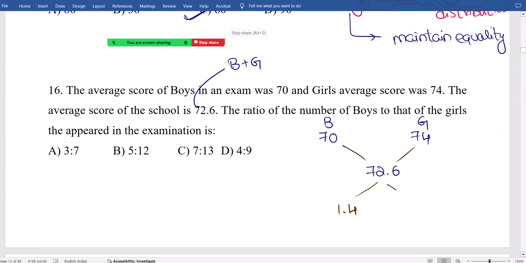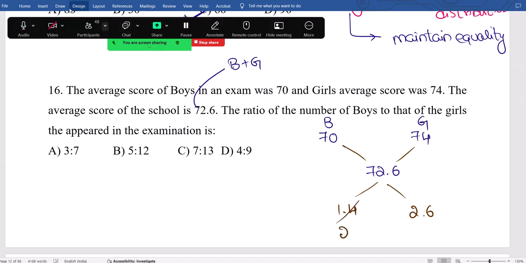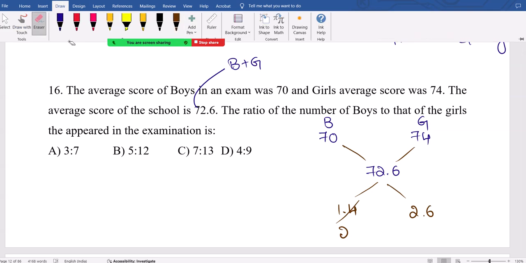1.4, 2.6. This is 2 7 times, 2 7 times, 2 13 times. So answer is 7 and 13. Guys, see this?